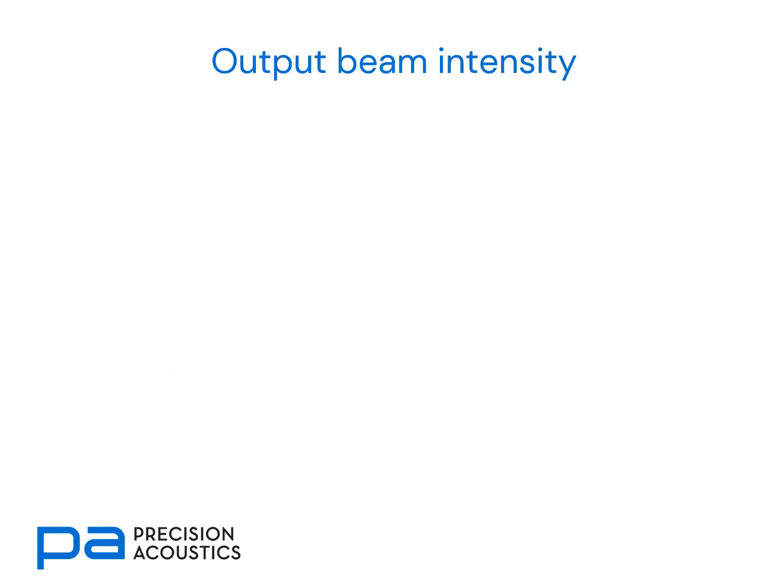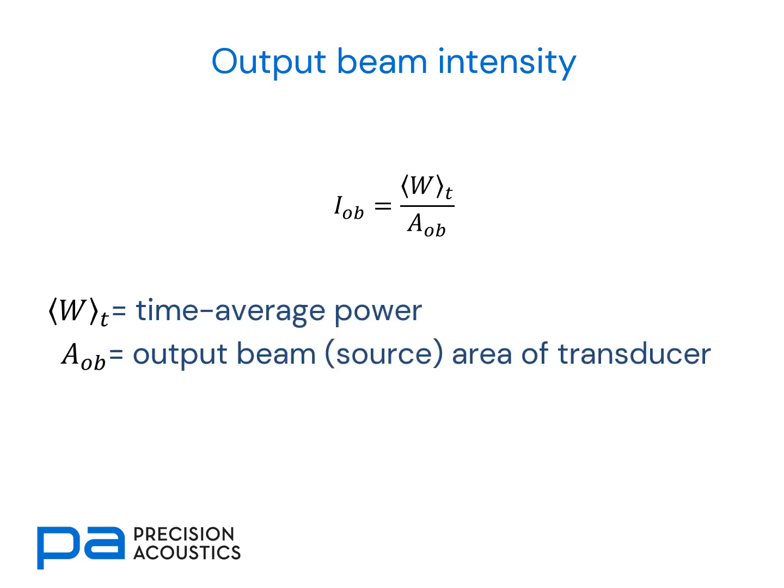When we're looking at therapeutic transducers, it's very common to consider the output beam intensity. So rather than working from a pressure basis, this goes back to working from the power basis. Here we're looking at the time averaged power divided by the output beam area of the transducer. Now this output beam area is often determined with a hydrophone, very close to the transducer, and you're effectively measuring the area of the radiating aperture of the transducer.